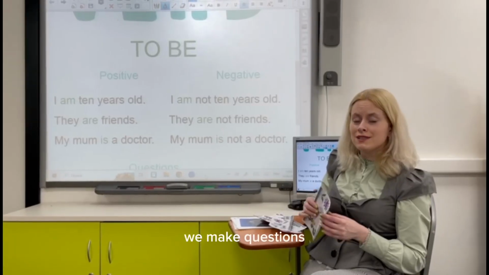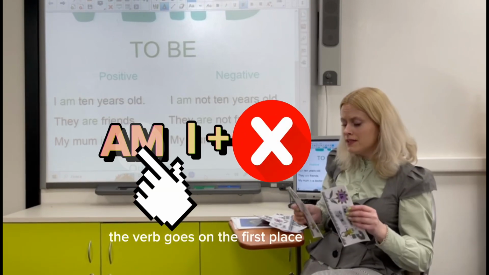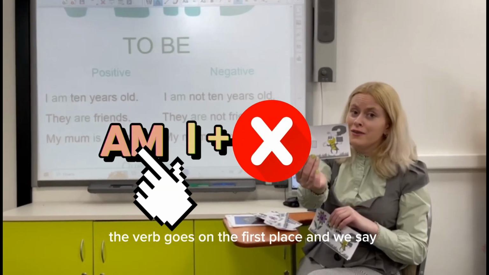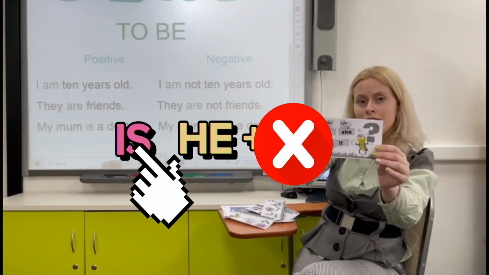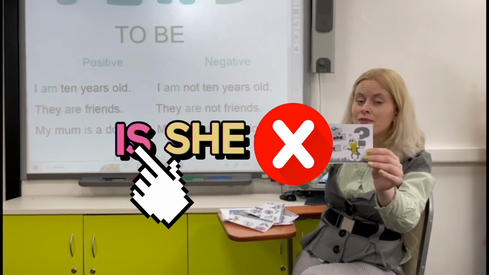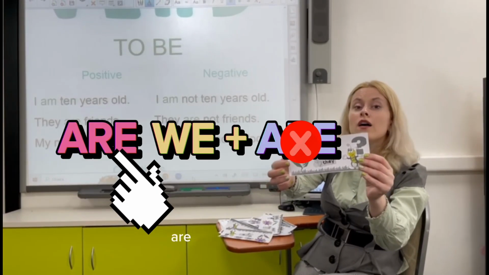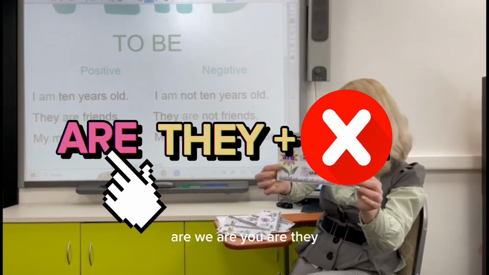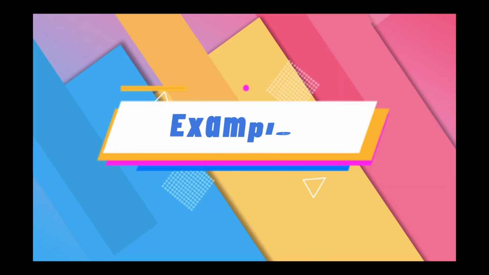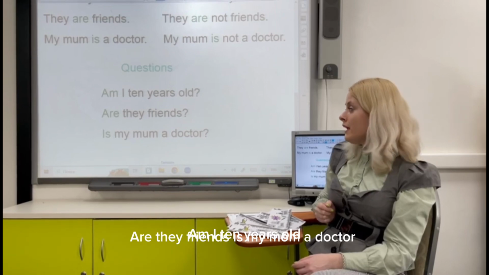To make questions, we change the word order. The verb goes on the first place and we say, am I? Is he? Is she? Is it? Are we? Are you? Are they? Are they friends? Is my mom a doctor?